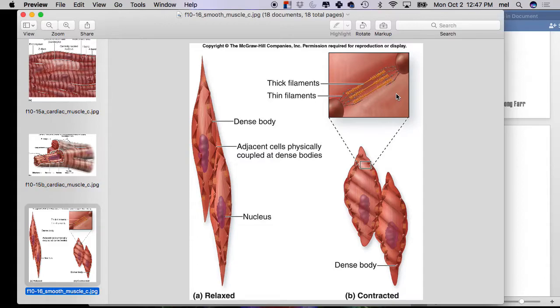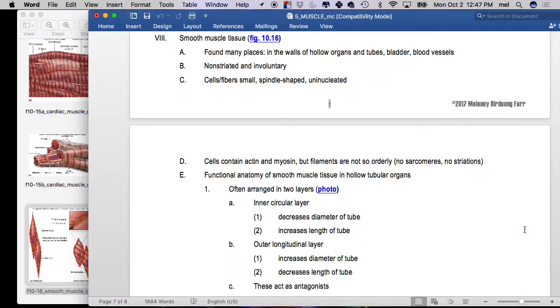Since they're not all running parallel to one another along one axis, when they contract and they're all running in different directions, you not only make the cell shorter, you also squish it. Here's the relaxed one and here's the contracted one. You squish the whole cell and sort of change it. That's good for the wall of a hollow organ, because when you contract it, you actually squish it. So that's how smooth muscle is different. It's also involuntary, and the cells are much smaller.